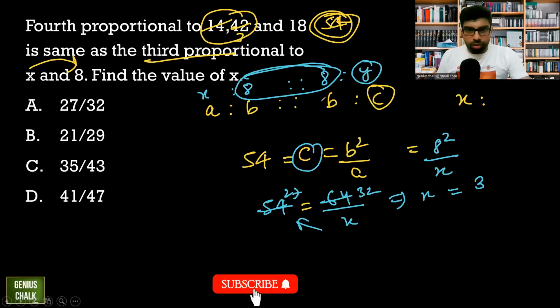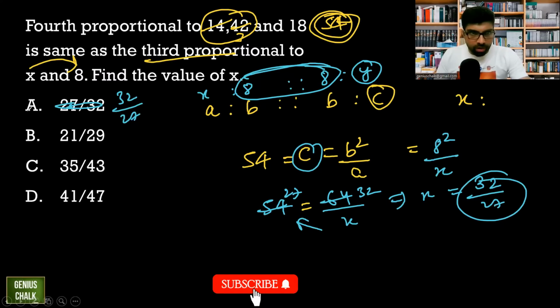So 64 by 54, so that is 32 by 27. So this is my option A. Please reverse this. It is 32 by 27. This is my correct answer.